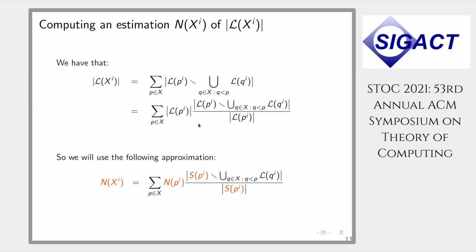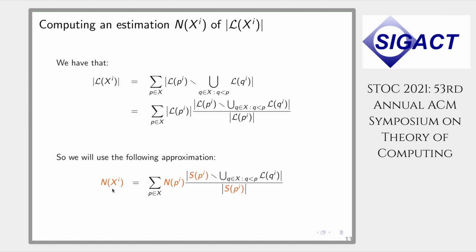And how we are going to do this is, well, we will have an estimation for this LPI, which is this NPI. So we will replace this. And in order to estimate this ratio, what we're going to do is use these sets SPI, right? Instead of this quantity here, we will use this quantity here, this SPI, in the numerator and the denominator, right? And this is what we call N of Xi.